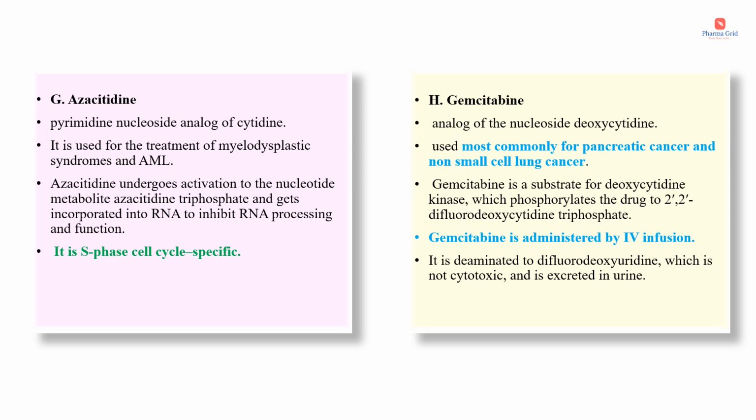Next drug is gemcitabine. It is an analog of the nucleoside deoxycytidine. It is used most commonly for pancreatic cancer and small cell lung cancer. Gemcitabine is a substrate for deoxycytidine kinase, which phosphorylates the drug to 2,2-difluorodeoxycytidine triphosphate. Gemcitabine is administered by intravenous infusion. It is deaminated to difluorodeoxyuridine, which is not cytotoxic and is excreted in urine.